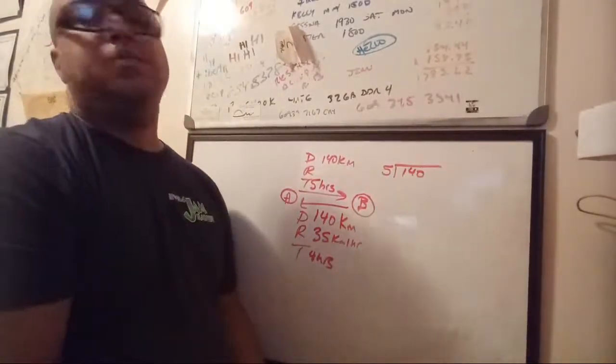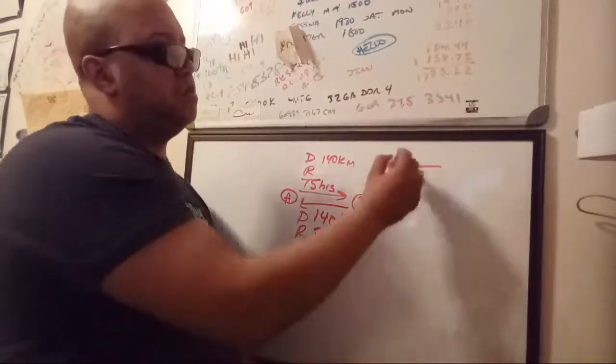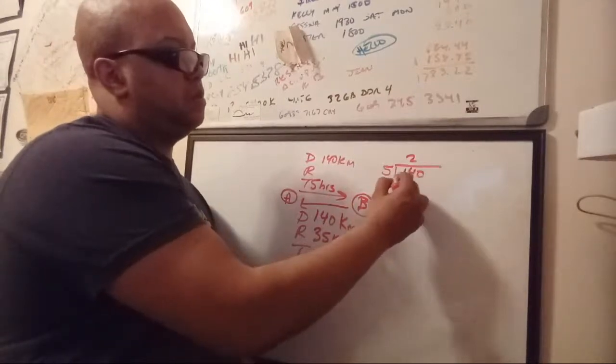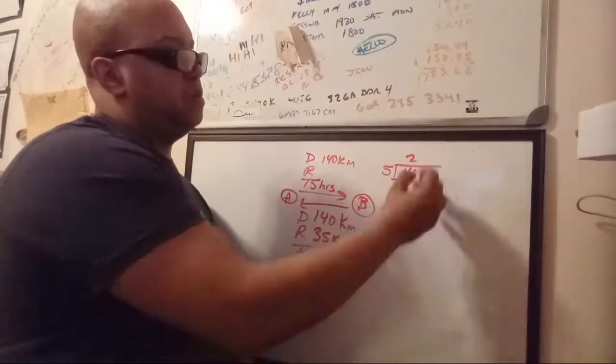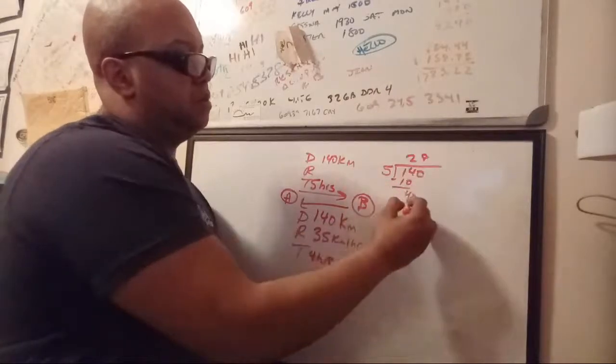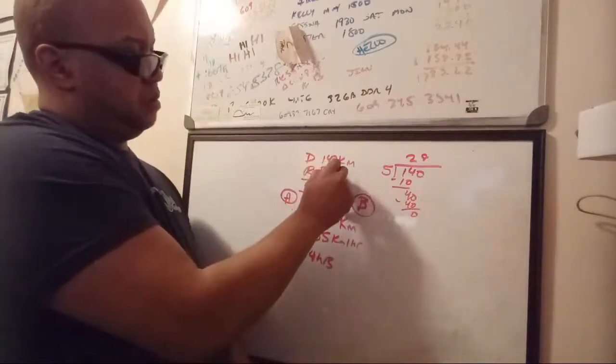And 5 can't go into 1, so that's a 0. But 5 can go into 14 twice. Mm-hmm. Which gives us a remainder of 4. And then you bring down the 0, which makes it 40. And then 5 goes into 40 8 times. So then your rate there would be 28 kilometers per hour.